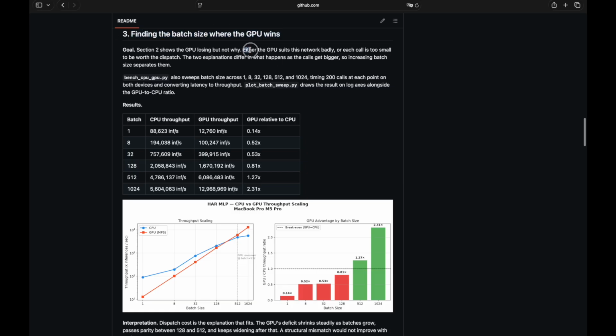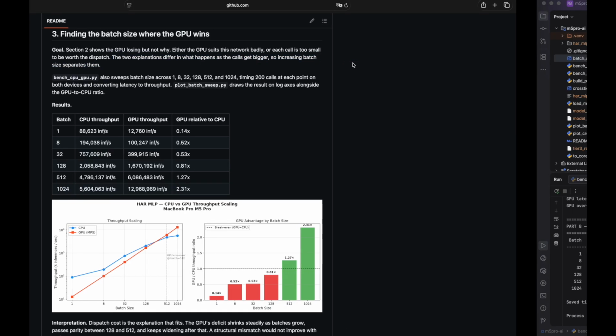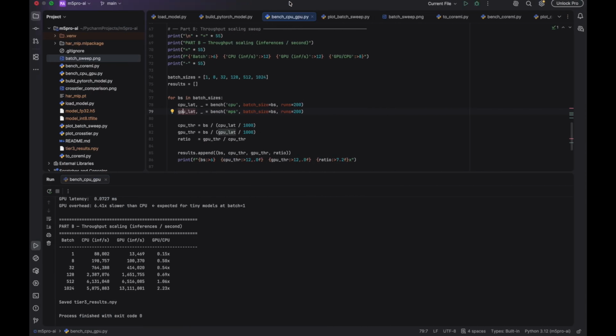If the GPU were structurally unsuited to this network, a larger workload would not help. If dispatch overhead is the constraint, giving each call more work to amortize it should progressively close the gap. Batch size here means the number of input samples processed in a single call.